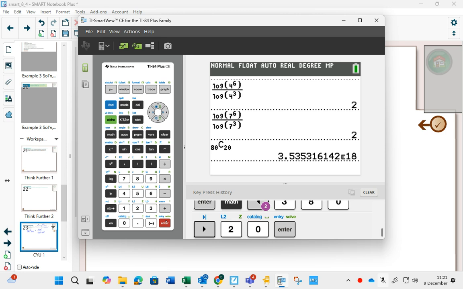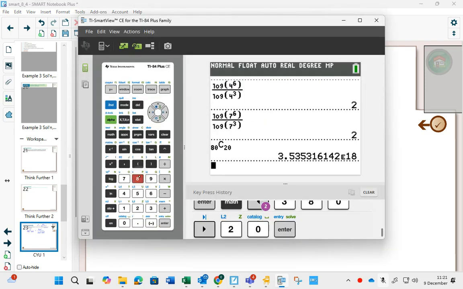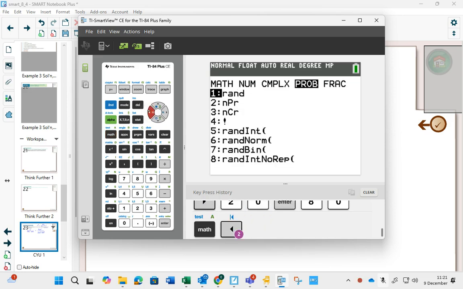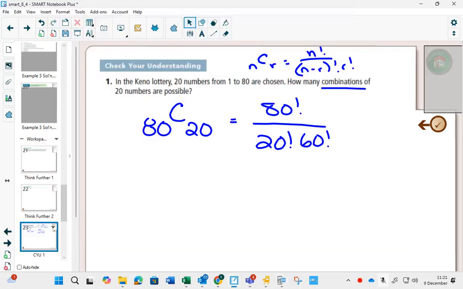Which is interesting, because if you try to do it little by little, if you just tried to do 80 factorial to start off with, the number's so big that your calculator shuts down. So I can't do 80 factorial on its own because it's too big. But if I put it into the formula, the calculator is smart enough to cancel out certain things. And the answer was huge.